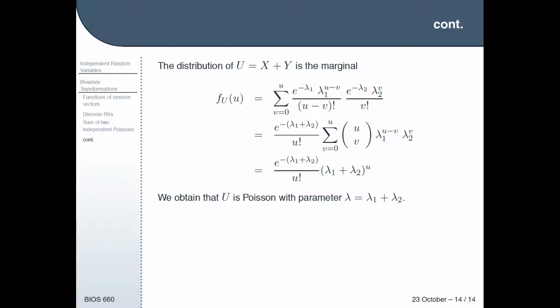And yeah, that's all I've got for this stuff. Any questions? So the reason you're summing to u in this case has to do with how u is defined. Yeah, we have to sum over all possible values of v.